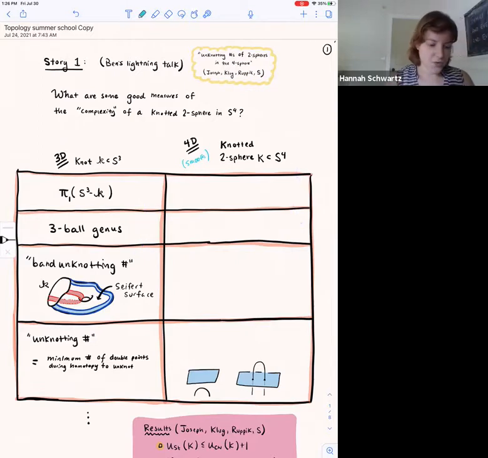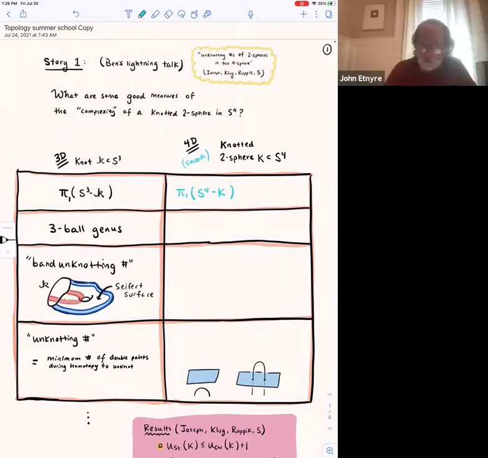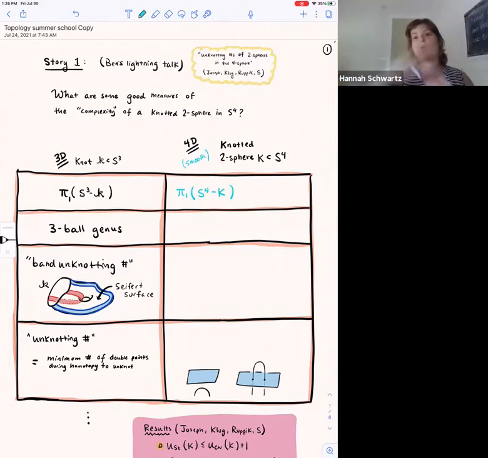The first measure of complexity that popped into my head for a knot in S3 was the fundamental group of its complement. You can certainly do this as well for knotted two spheres. You can look at pi1 of S4 minus the knotted two sphere K. That can definitely be super interesting and actually even more interesting than fundamental groups for knots. They include all the fundamental groups for knots plus more things. So that's very cool to look at.